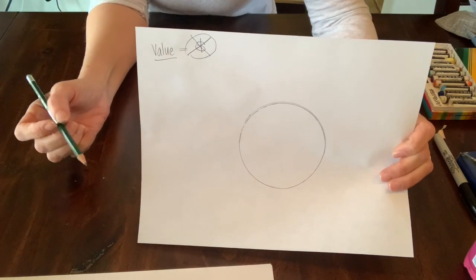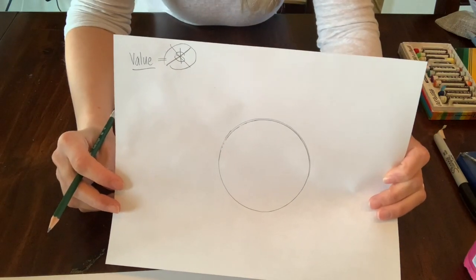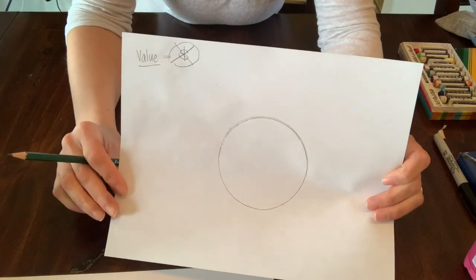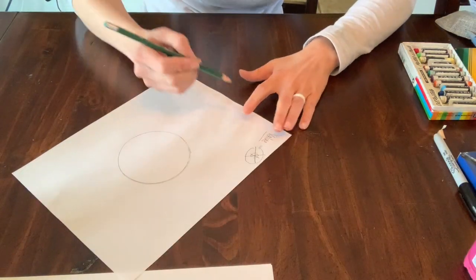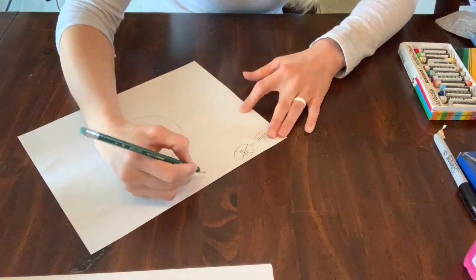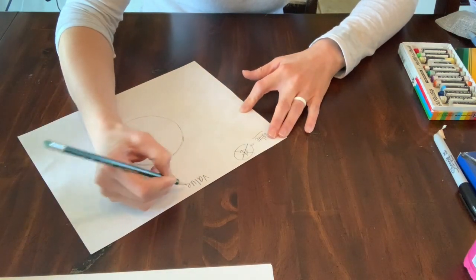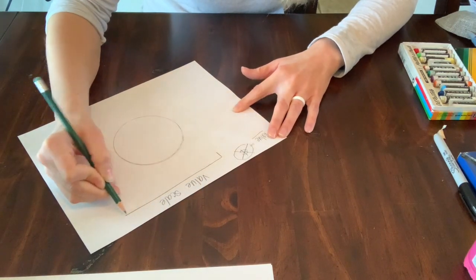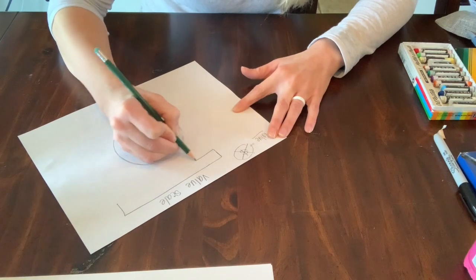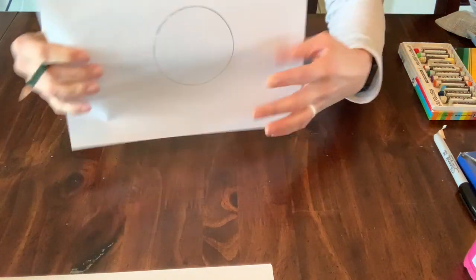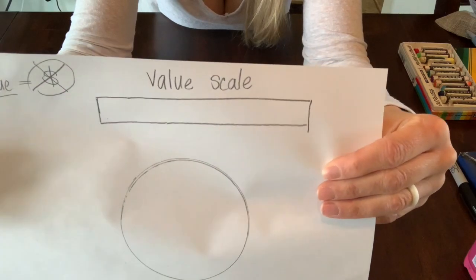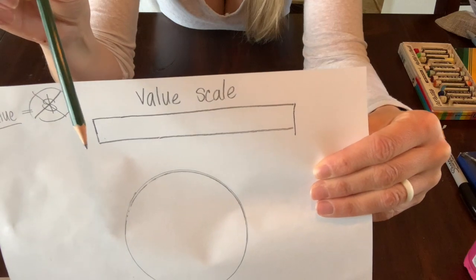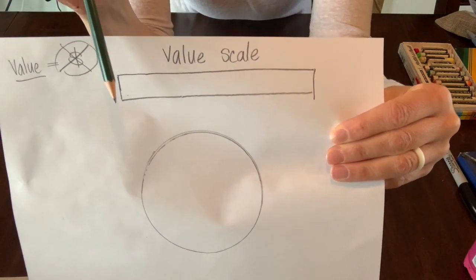And so what I'm gonna ask you guys to do is to make what we call a value scale. And this is just a practice. So you do need a pencil for this one. So I hope you guys are able to get one. I'm gonna write the words value scale, and then I'm gonna draw myself a rectangle. You could do this on a separate piece of paper from your circle if you want. And in this, I'm gonna create a value scale, and we're gonna go from dark to light.